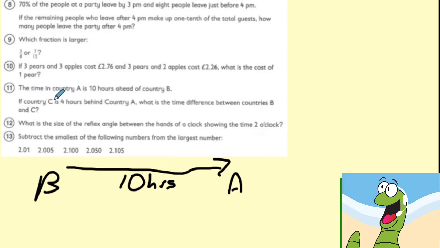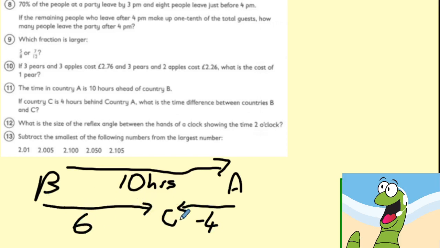So, if country C is 4 hours behind, what is the time difference between B and C? So, let's put C. So C is minus 4, which means the difference between B and C would be 6 hours. So the time difference between countries B and C is 6 hours.